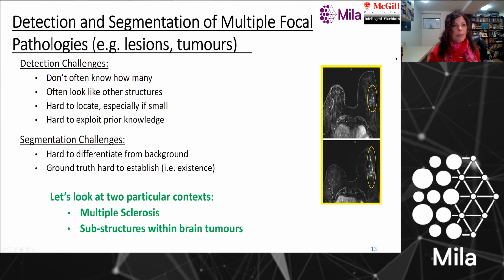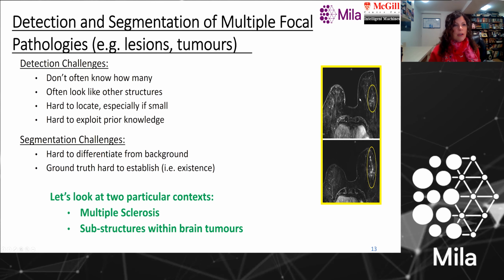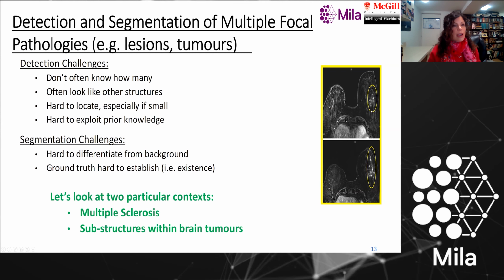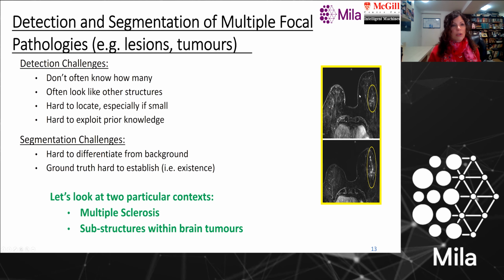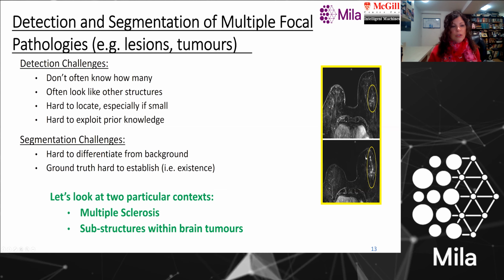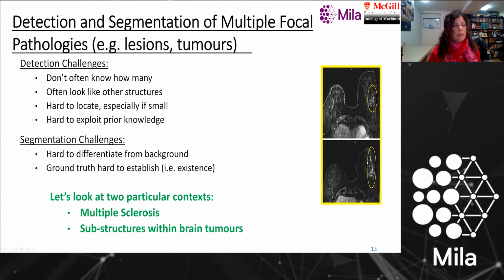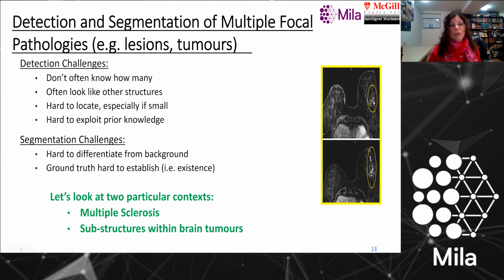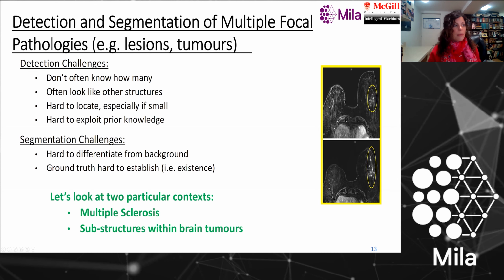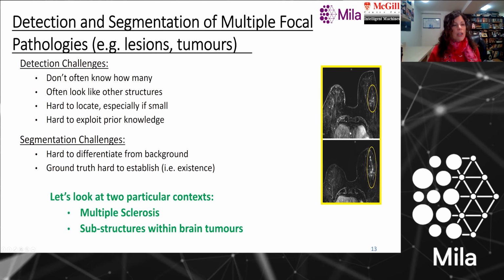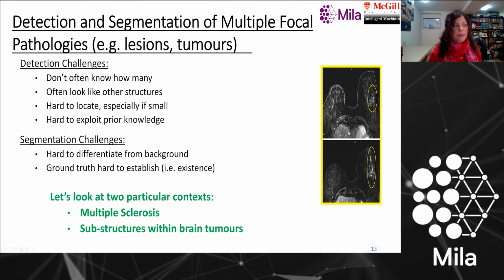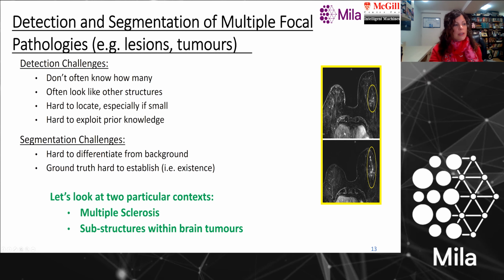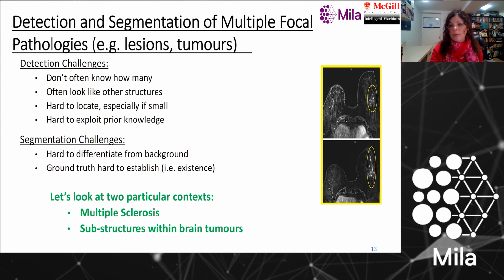Here you can see an example with breast cancer, and you can see some of the challenges. We'd like to find if there are any indications of breast cancer. We'd like to detect breast cancer structures, and you can see they often look like other structures that light up in the image. They're hard to find. They can be small. It's hard to leverage prior information. And we don't know if there are any in this image or how many there might be. And so you can see the challenges that we have, and we're going to talk today about two specific contexts, one in the context of multiple sclerosis, and the second one in the context of segmenting structures within brain tumors.